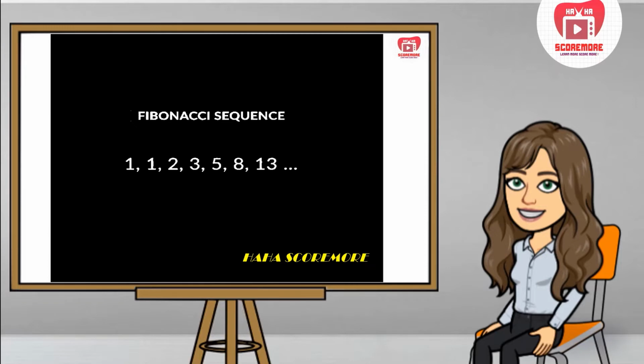Can you see the pattern? Each term, starting from the third term, is an addition of its previous two terms. So as we can see, 2 is an addition of 1 and 1. Also 3 is the addition of 1 and 2. And 5 is the addition of 2 and 3. As well, 8 is the addition of 3 and 5, and so on and so forth. Good. So how can we write down our recursive formula?